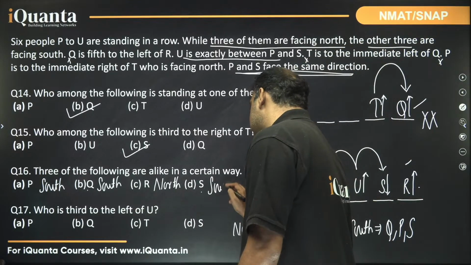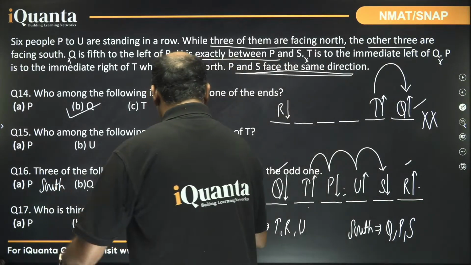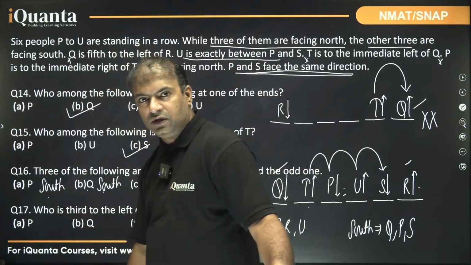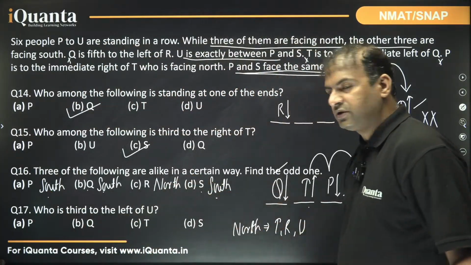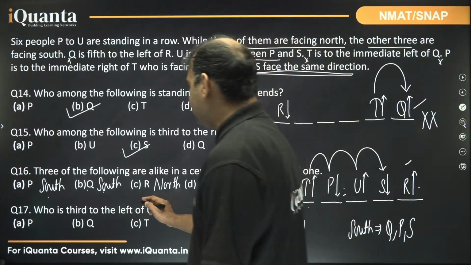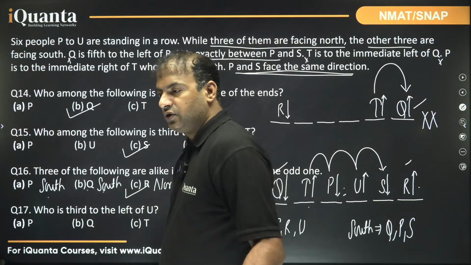So you can clearly see that among these 4 options, in 3 options, people are facing south, and in only 1 option, the person is facing north. So obviously this option has to be the odd one, right? I'm sure you all understand my point.